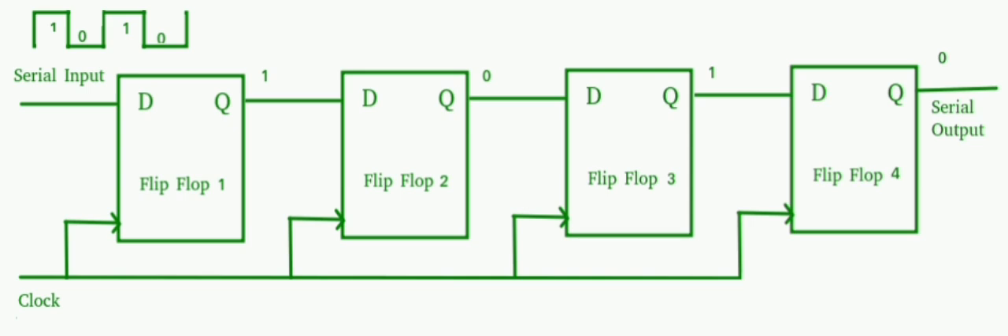Static RAM, used as cache memory. Dynamic RAM, used as main memory. Static RAM, no refreshing is required. Dynamic RAM, refreshing is required.